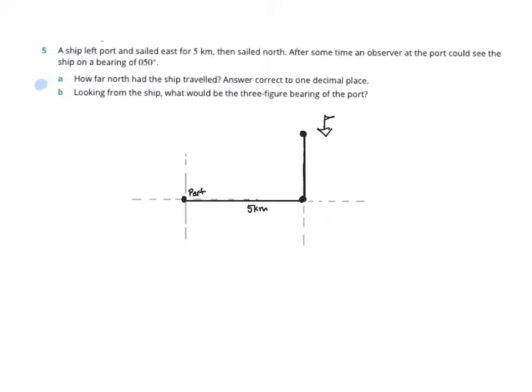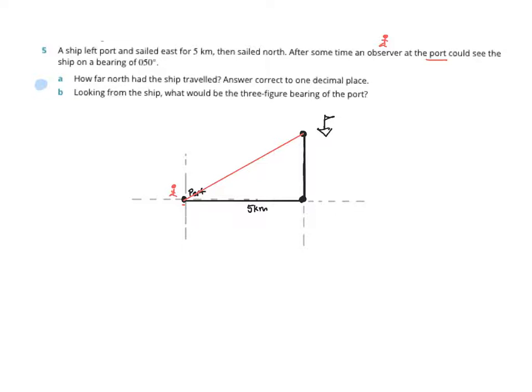Now, after some time, an observer at the port, so I'm going to say here's our little observer, is at the port, so they're here. And they can see the ship on a bearing of 50 degrees. So to get the bearing of your little observer, who's here, and the ship, remember you should draw a line joining the 2 points. So there's the points.